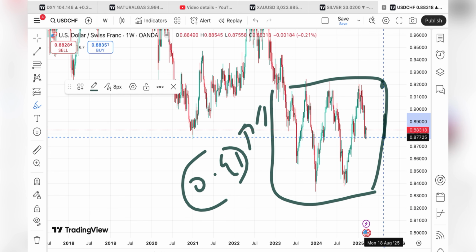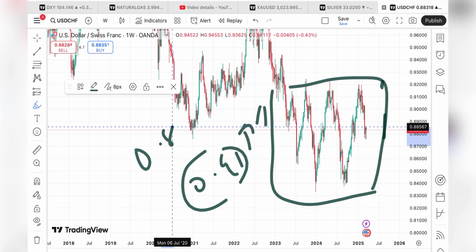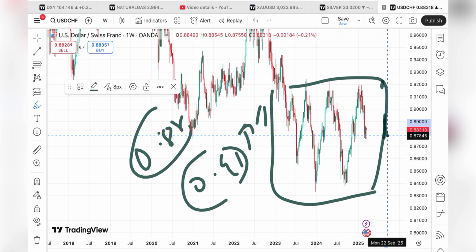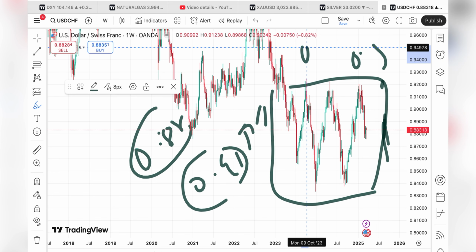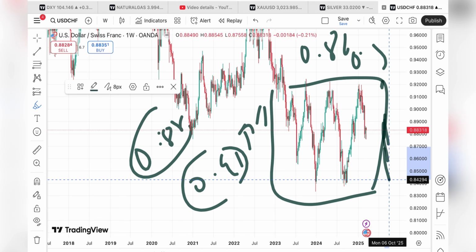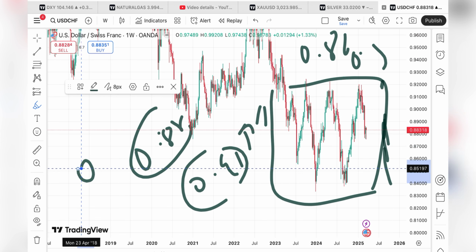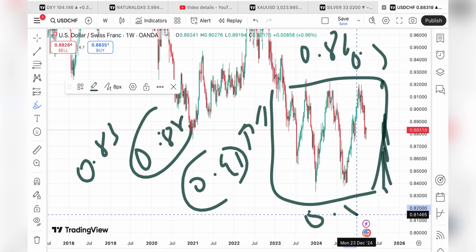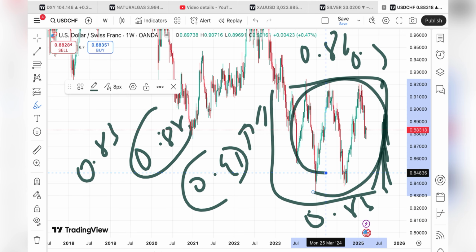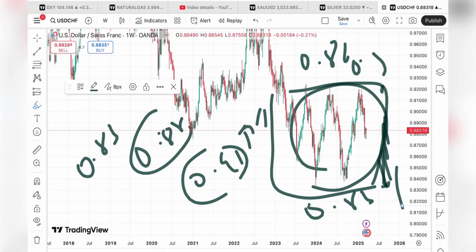But if the price started going below a level of around 0.88, we will see there will be a further downfall. So chances are high the price can move towards 0.87, and from there a further downfall we can see towards 0.86. If the price started falling below that level, chances of touching 0.83 will be there, and from there a further fall we can see towards a level of 0.833, and then there will be a zone breakout, so further downfall we can see.